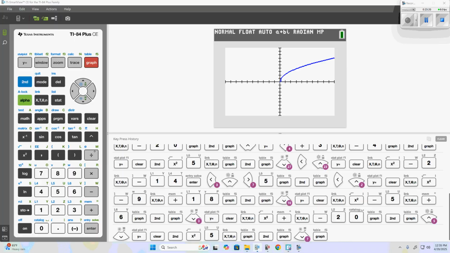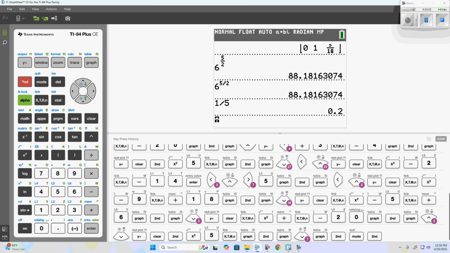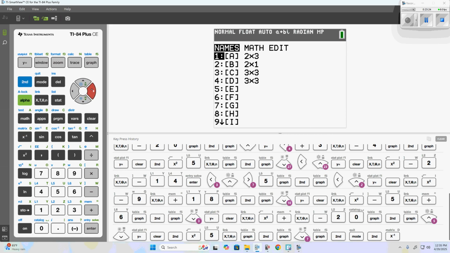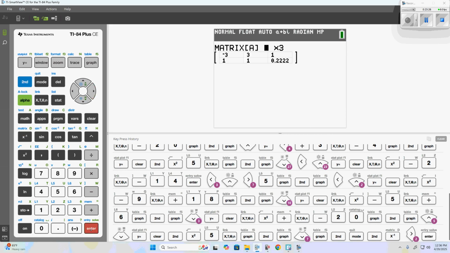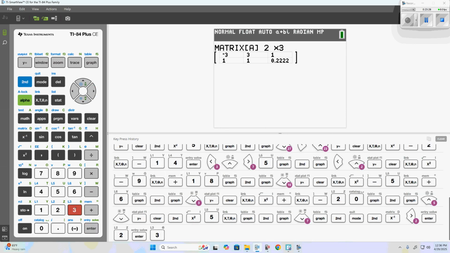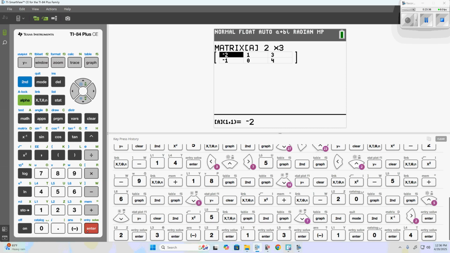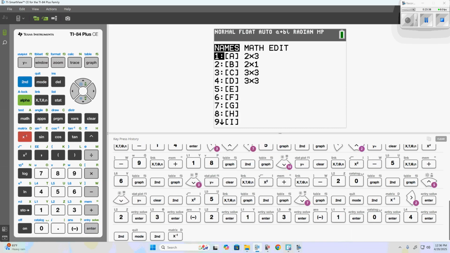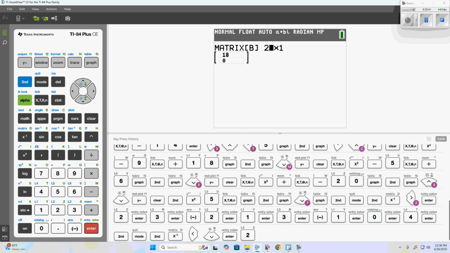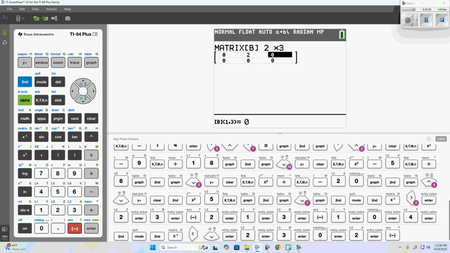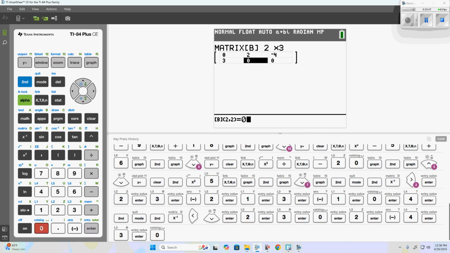Now, if I wanted to, I could grab the calculator and go second matrix over to edit. Matrix A is a 2 by 3: -2, 1, 3, -1, 0, 4. I can quit second matrix over to B, which is also a 2 by 3: 0, 2, -4, 3, 0, 1.